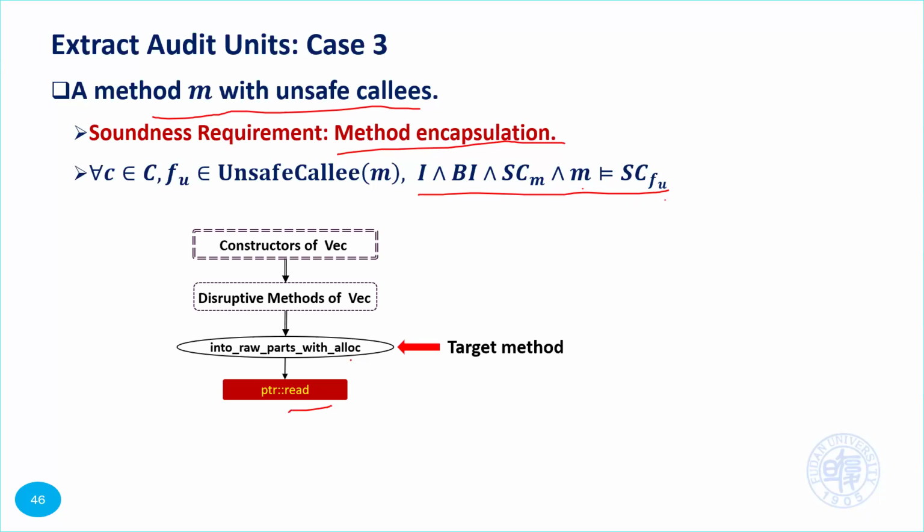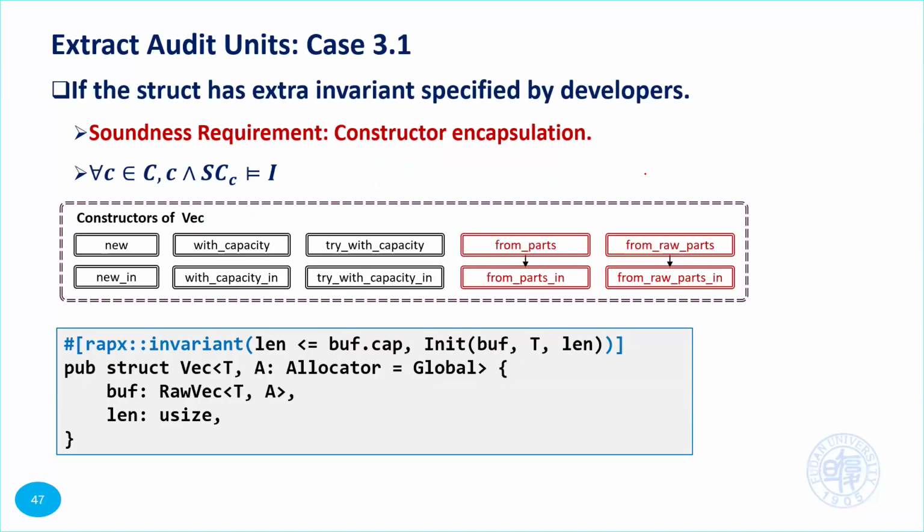So in this case, the target method is into_raw_path_with_alloc. We should ensure the callee ptr::read is satisfied if we consider all three parts. Okay, we can further separate case 3 into three segments. Segment 1 concerns the constructor.